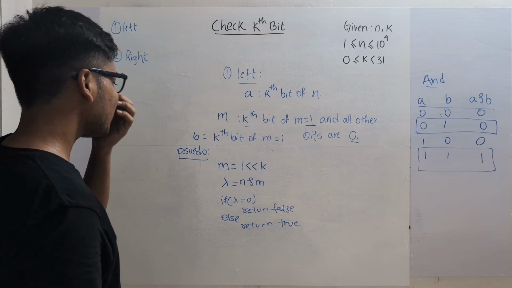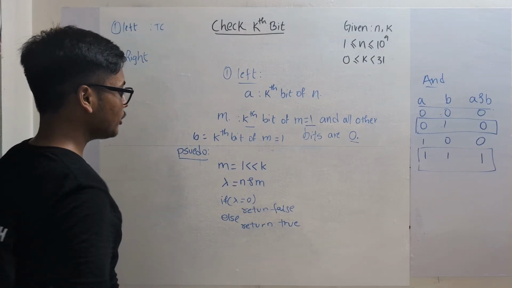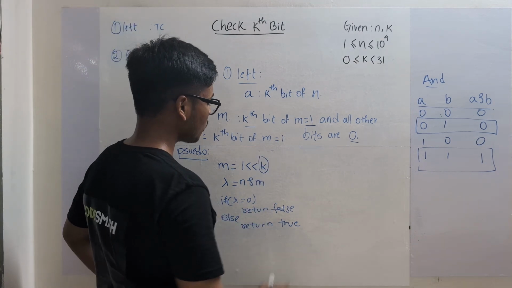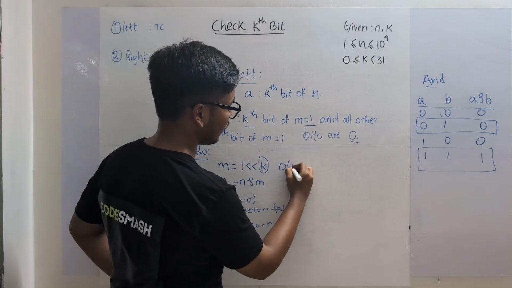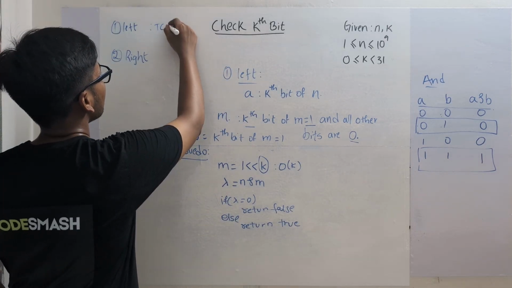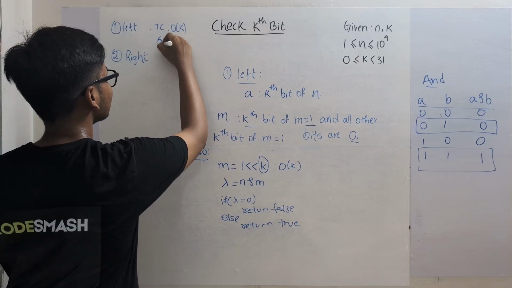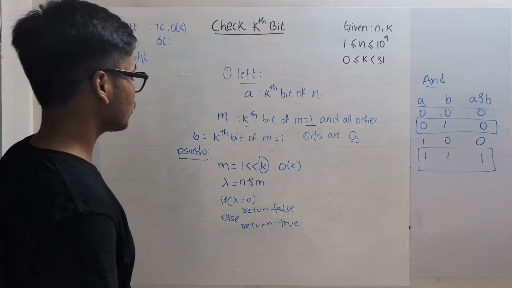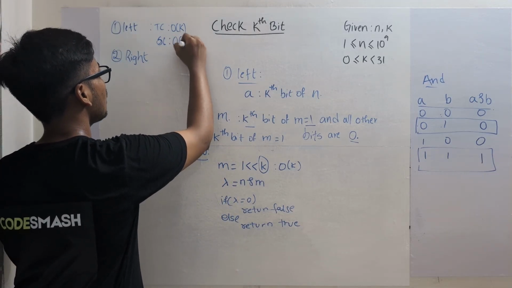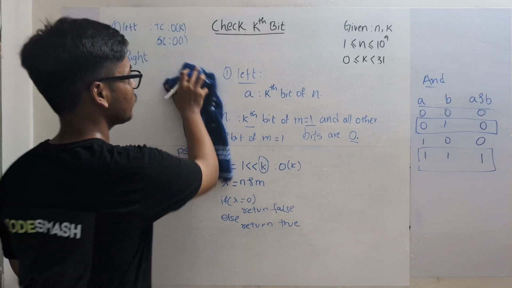If we look at the time complexity and space complexity of this approach, as we are doing left shift here by k times, the time complexity of this process would be O of k, and elsewhere all are O of 1. So the overall time complexity is O of k. And if you look at the space complexity of this approach, as we are using constant space here, the overall space complexity is O of 1. Now let us discuss the second approach of this question.